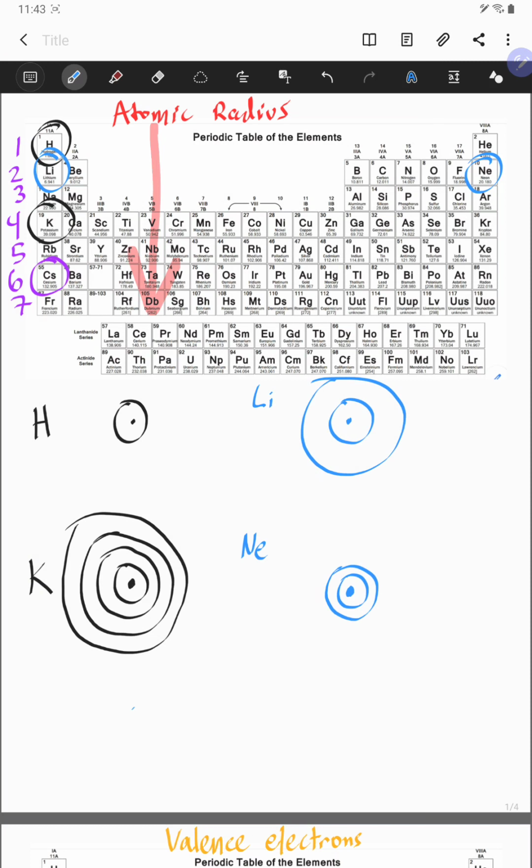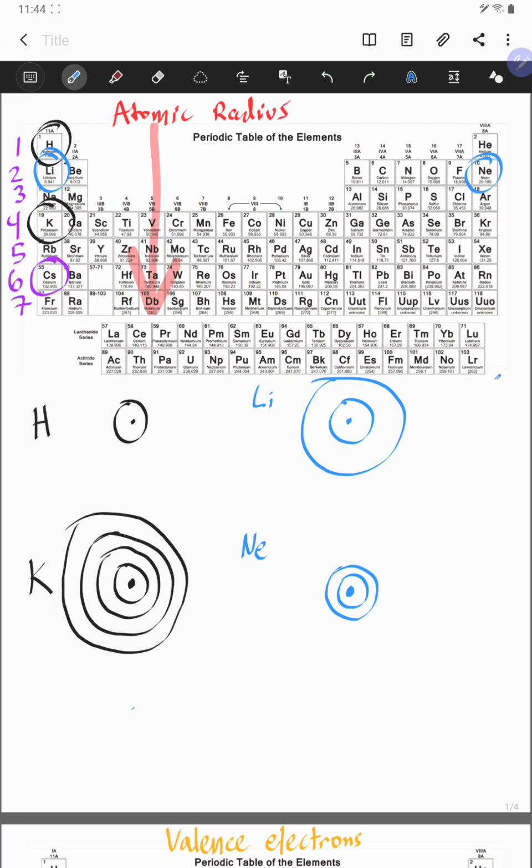Both lithium and neon only have 2 energy levels because they are both located on the second row of the periodic table. Second row is going to mean 2 energy levels. But why did I draw lithium with the energy levels very spaced apart? Whereas neon, they're pretty close to the nucleus. Why did I do that? Well, let's think about it. For lithium, remember I only have 3 protons in the nucleus. But for neon, I have 10 protons in the nucleus.